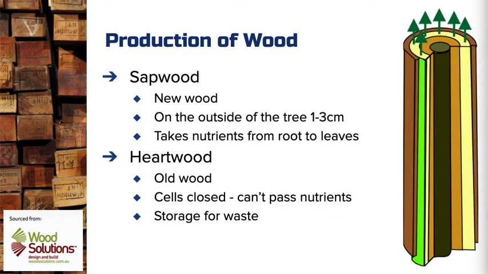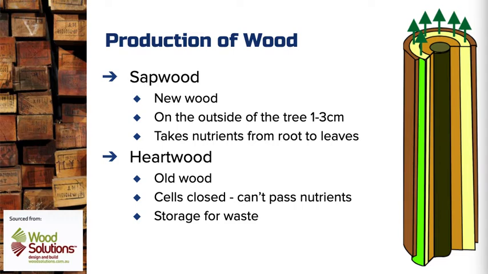Now, as the tree begins to grow, once that cambium layer becomes wood and is no longer just a bunch of cells, it starts to become a more solid timber. We call that sapwood. Sapwood is the newest wood, and it's on the outside of the tree. It's usually about 1 to 3 centimeters, and this is the part of the tree that gets all the nutrients from the roots, that have been collected from the soil and from the water, and transfers all of those nutrients up to the leaves. So those cells in the sapwood are open and able to transfer nutrients up and down the tree.